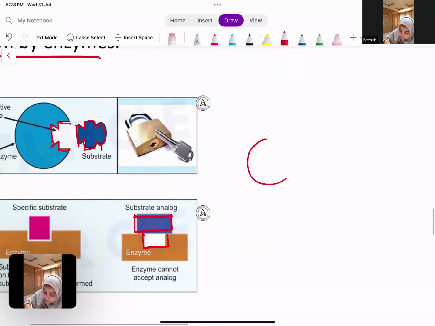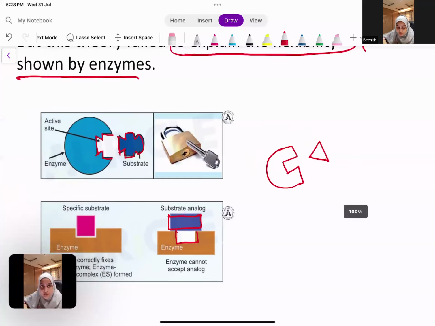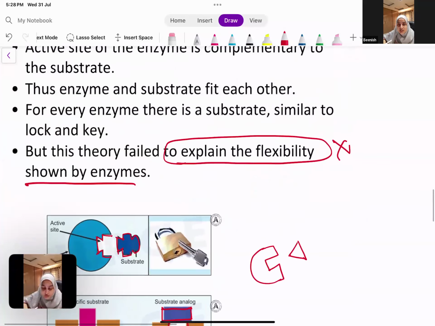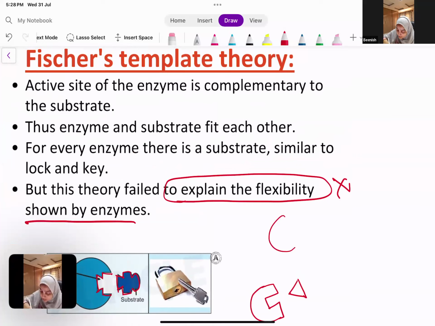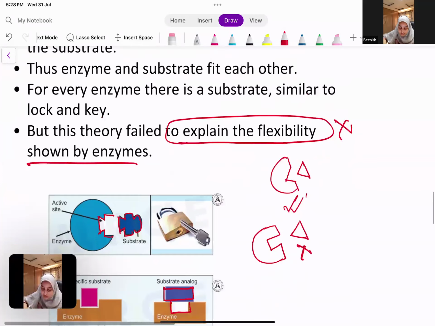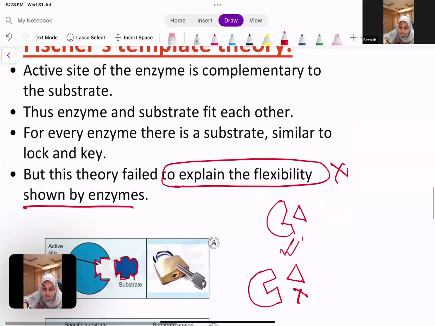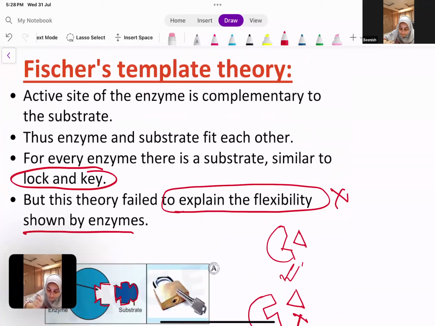Or you can see this is an enzyme. It has an active site of this shape. So a substrate which is of this shape will not be able to fit into this enzyme's active site. So this is what Fischer's template theory says, that the active site has to be complementary to the substrate. So this substrate can only fit in this active site and not in this active site, just like a lock and key. Therefore, this theory is also known by the name of lock and key theory.